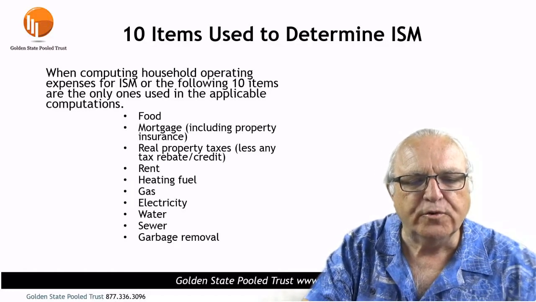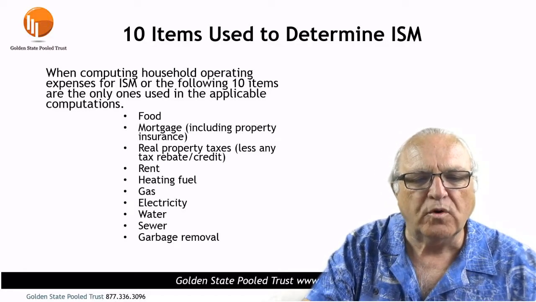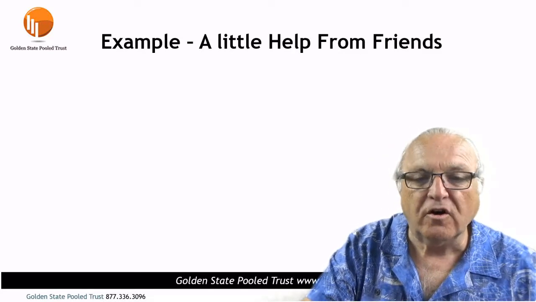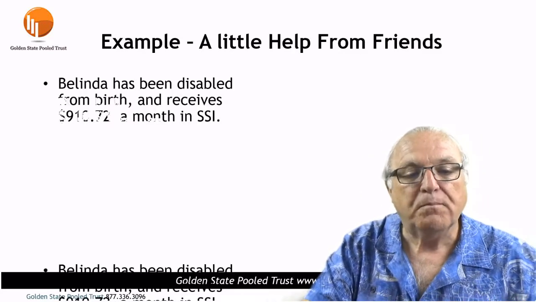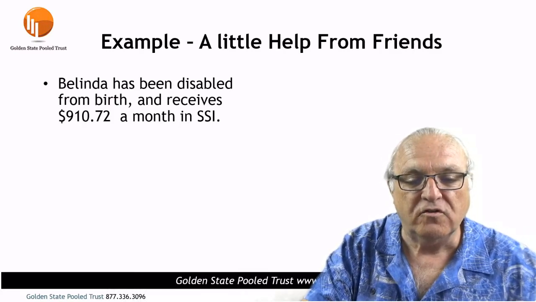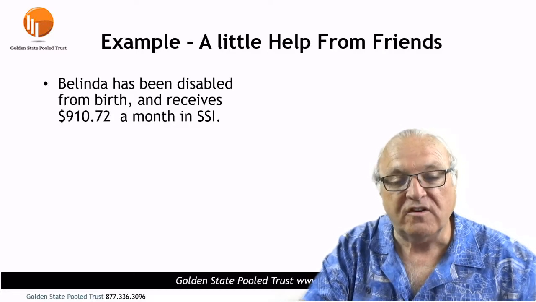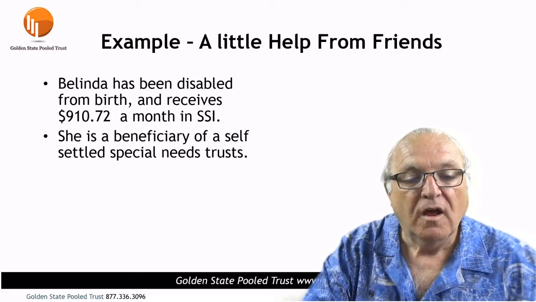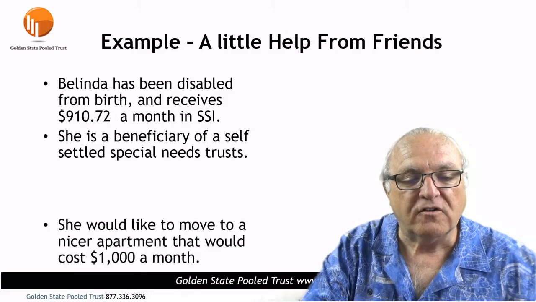This includes food, but it's actually only 9 that we're going to worry about in these examples. So here's the first example, which I call a little help from friends. Belinda has been disabled from birth and she receives $910.72. For those of you that are watching in other states, we're using the California numbers and we have a state supplement. She is a beneficiary of a self-settled special needs trust.